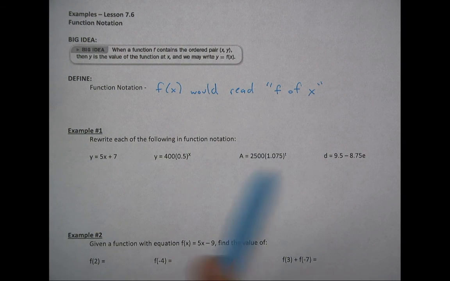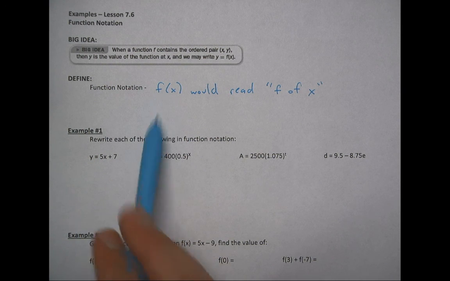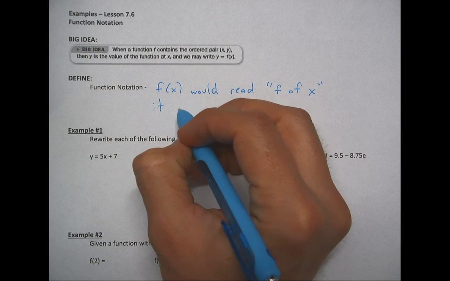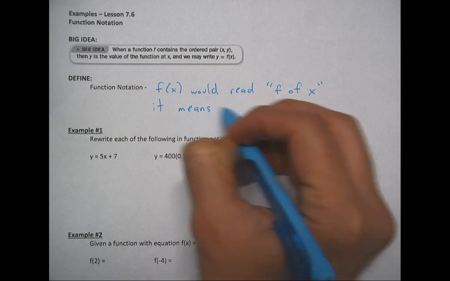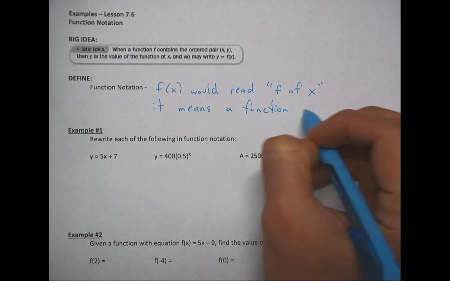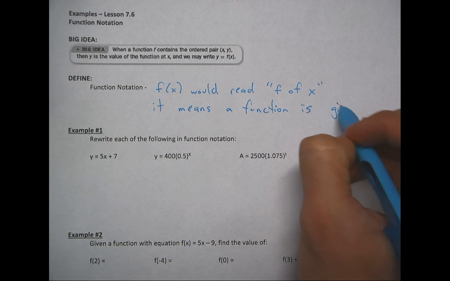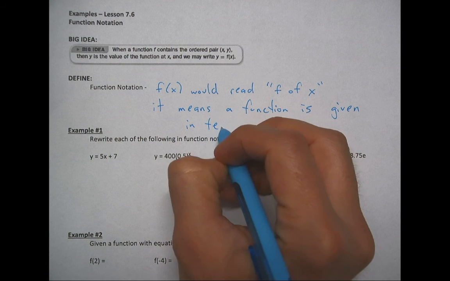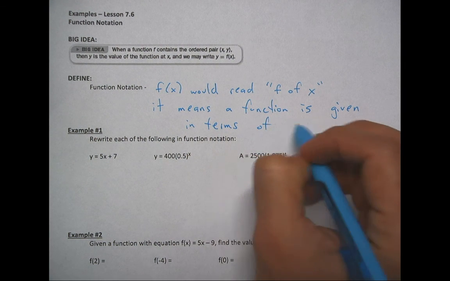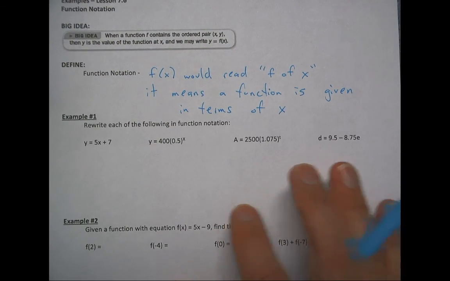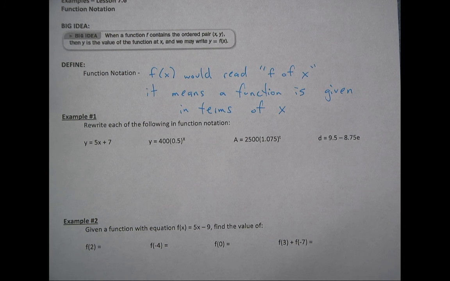So we're going to be rewriting these. Instead of y, we're going to write this, and you're going to read it f of x. And let's make sure we know what it means. It means that a function is given in terms of x. So that just seems a little confusing here at first. So let's jump right in and apply it so you can understand it.